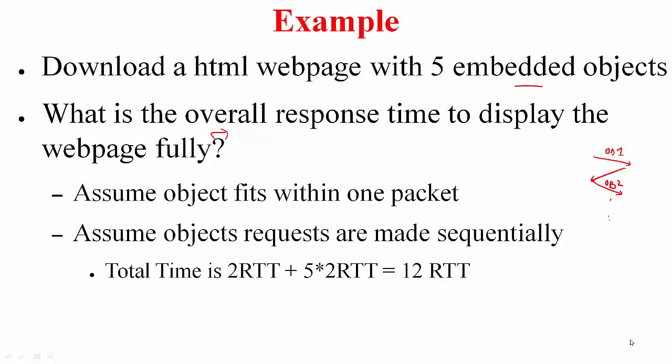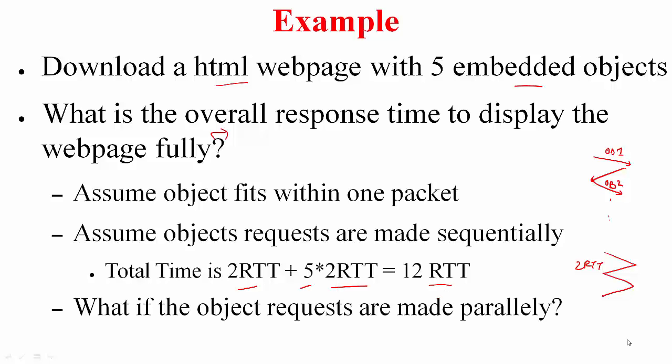Since I had mentioned earlier that for a given object you are going to take 2 times round trip time, the transmission time is negligible in this particular case since the object fits within one packet. There is the base HTML web page, so that is what you will download first. That is going to take 2 round trip times. And then for each of these 5 embedded objects, you are again going to establish a TCP connection to retrieve them, and each of that is going to take 2 round trip times. So this will take a total of 12 round trip times. This calculation was based on the requests being sequential.